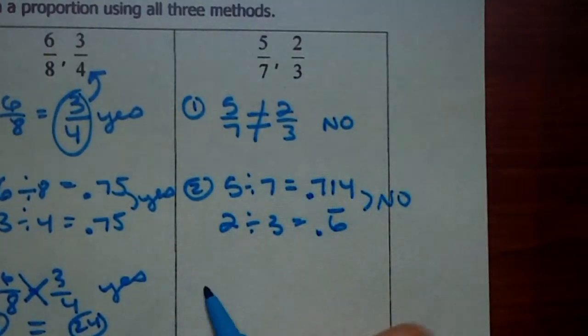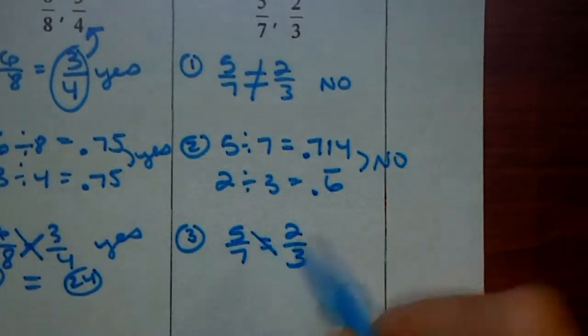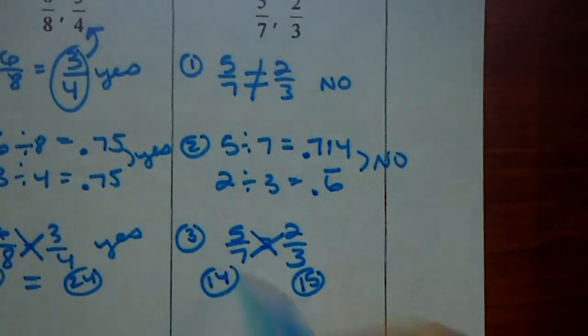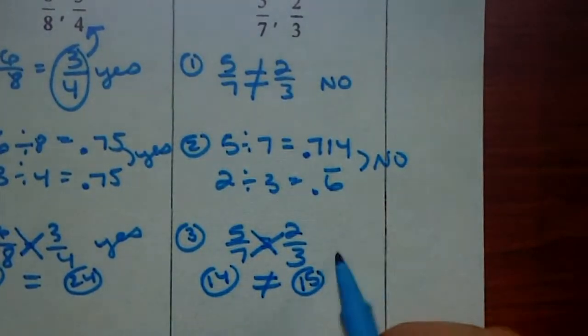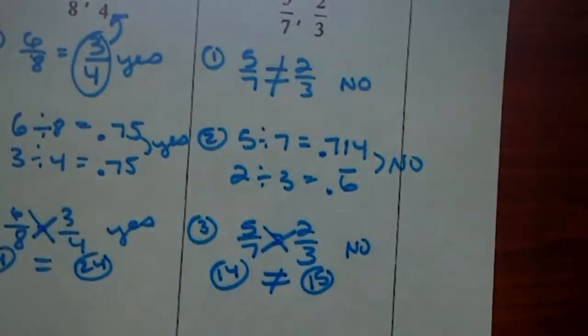All right, for number 3, we can use the cross products property. So if you take 5 times 3, they're across from each other, you get 15. And if you take 7 times 2, you get 14. 14 does not equal 15. So no matter which method you use, it's a no for every single one. You just have to pick which one you like the best.